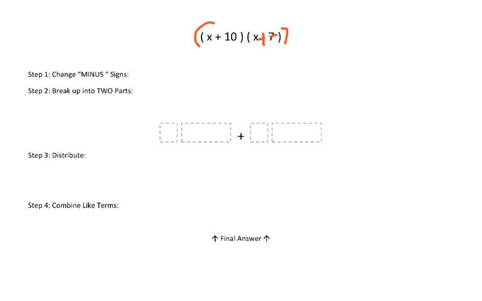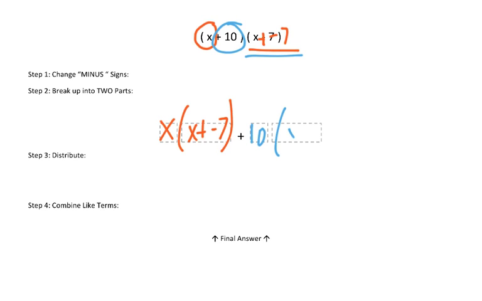I'm going to multiply the x times all of that. X times x plus a negative 7. And then I'm going to multiply the 10 times all of that. So I put a 10 here times x plus a negative 7. Now for the distributing. We should be pretty good at this after the last assignment.